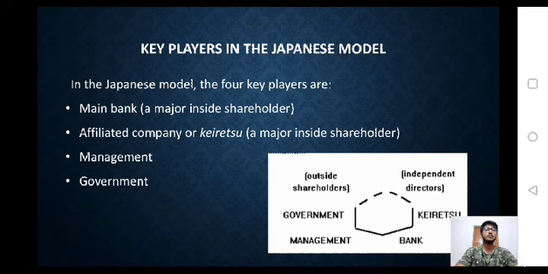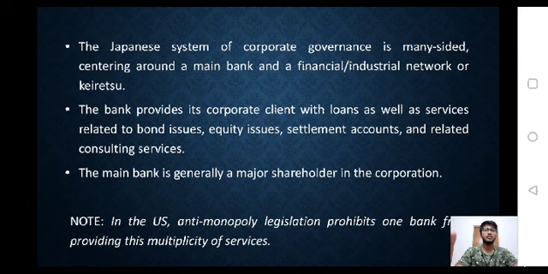The main players in the Japanese model are the main bank, the affiliated company or keiretsu, which is also a shareholder, the management and the government. So what all these key players do is that the Japanese system of corporate governance is many-sided, around a main bank and a financial or industrial network or keiretsu.